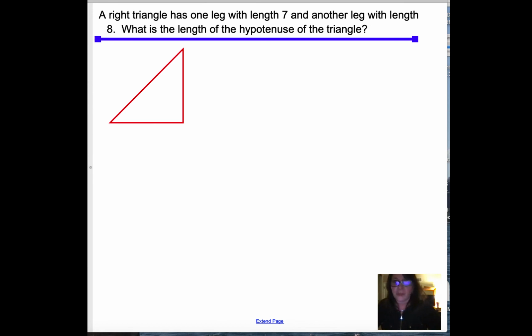Just a few more. This problem right here, a right triangle has one leg with length 7, and the other leg is 8. You're just trying to find the length of the hypotenuse. You will be asked this on the test. So basically, we're trying to figure out if you do know how to use the Pythagorean theorem.